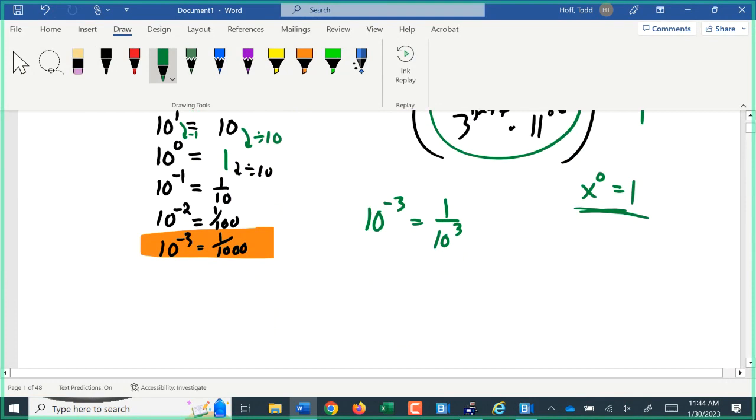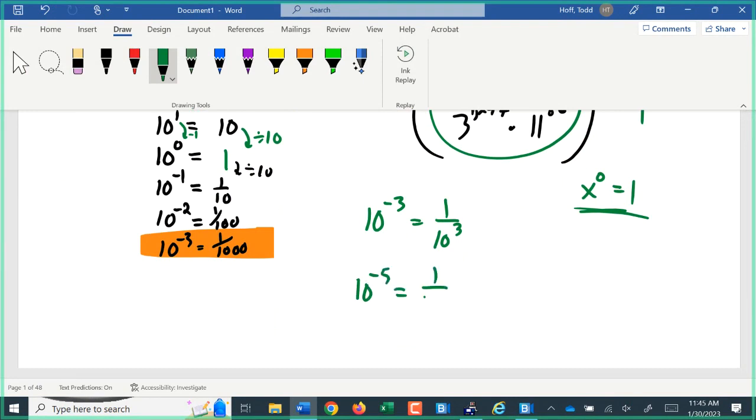So 10 to the power of negative 5 will be 1 over 10 to the power of positive 5, or 1/100,000.